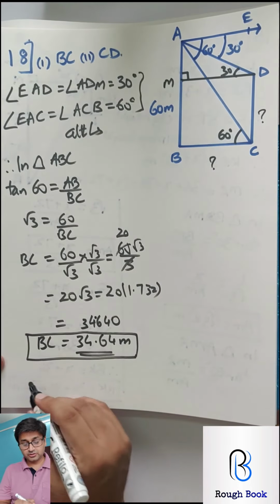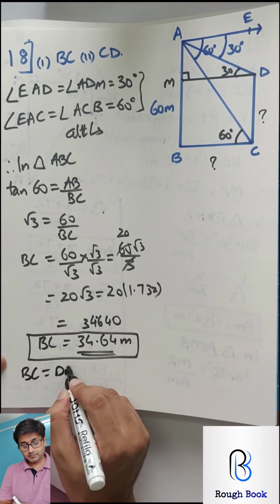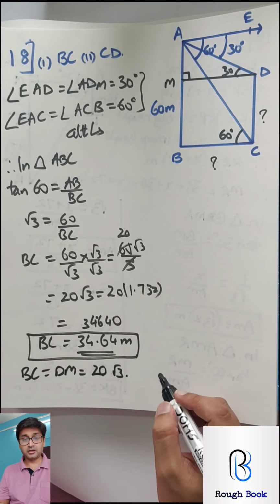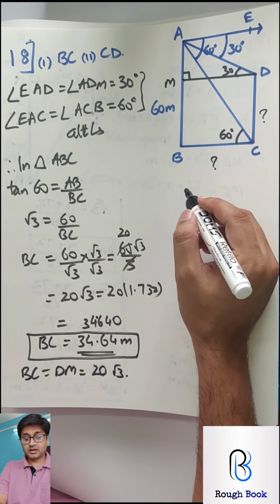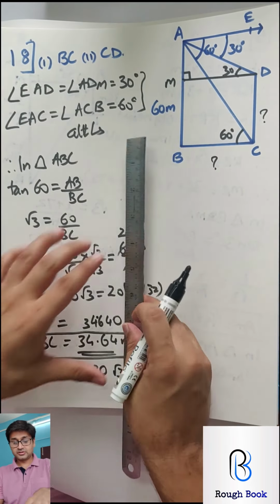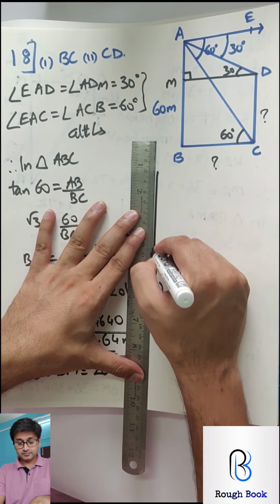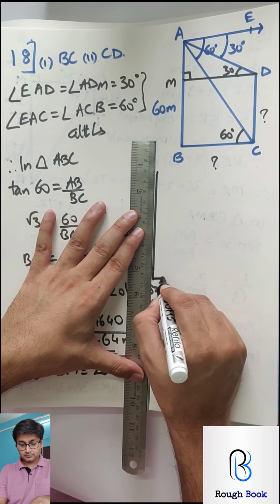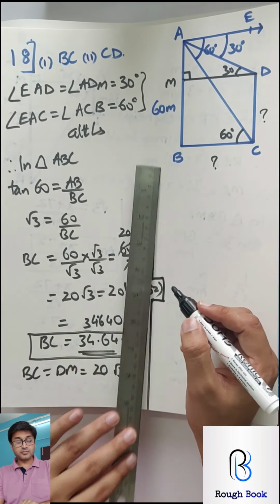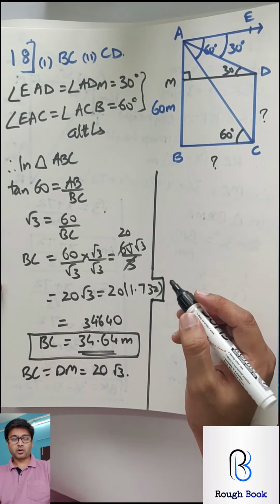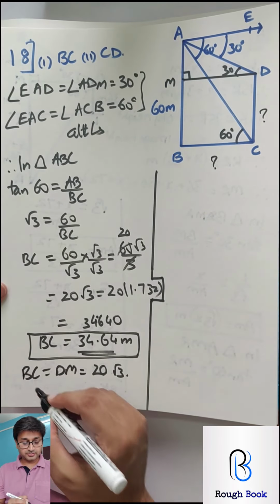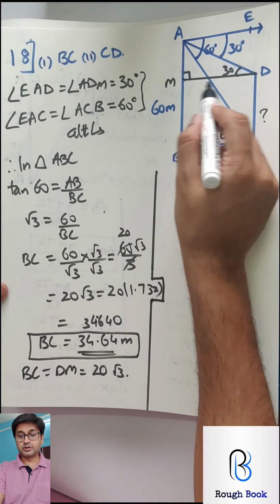Now BC equals to DM. So don't write this, now take it as 20 root 3. Okay, so life will become easier. Now let's get into the second part. So just let me partition this page. Wrong English, no? So just let me part this page. Okay, so now here you are with 20 root 3.